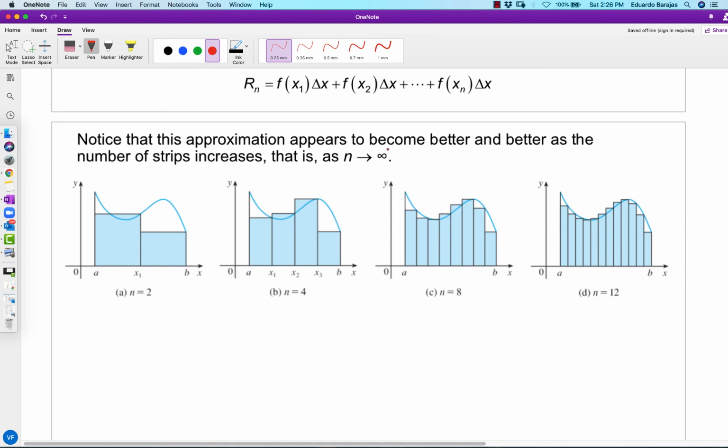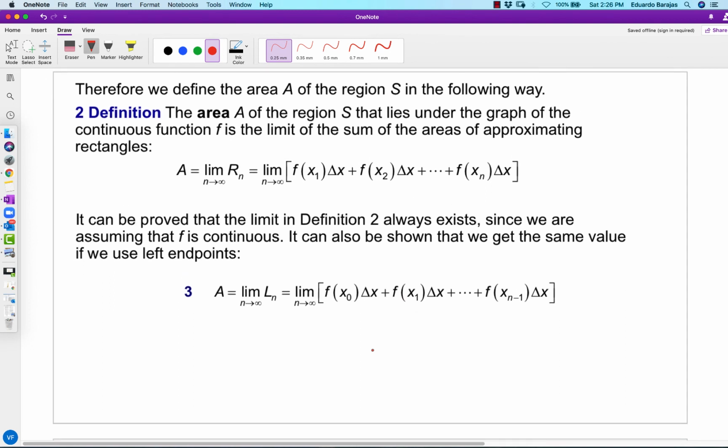If we can figure out the limit as n goes to infinity, then we'll have the exact answer. So if you want a pretty good approximation, let n equal 1,000,000. 1,000,000 rectangles will give you a very nice approximation, but still not the exact answer. But if we can figure out the limit as n goes to infinity, then that will be the exact answer, if it exists. Okay, so now we have a more general definition. We can define the area A of a region S in the following way. The area A of a region S that lies under the graph of a continuous function f is the limit of the sum of the areas of approximating rectangles. So A equals the limit as n goes to infinity of r sub n, which is equal to the limit as n goes to infinity of this equation.